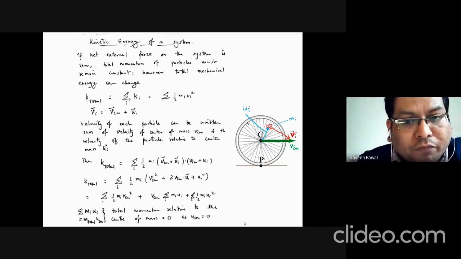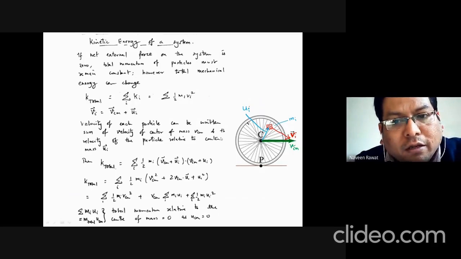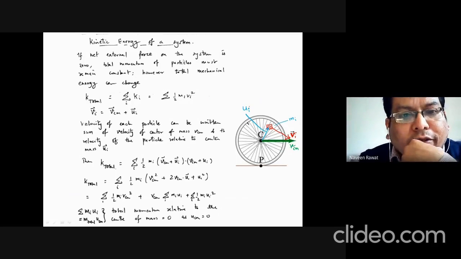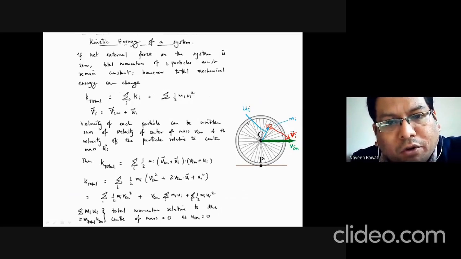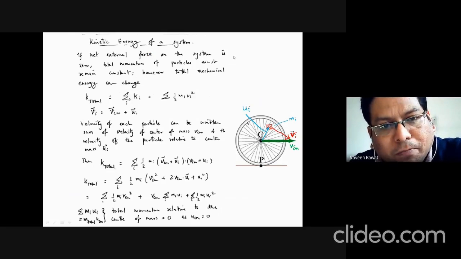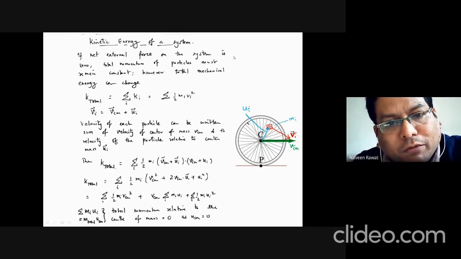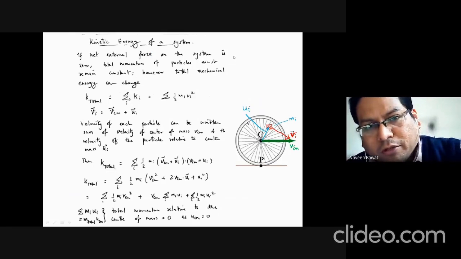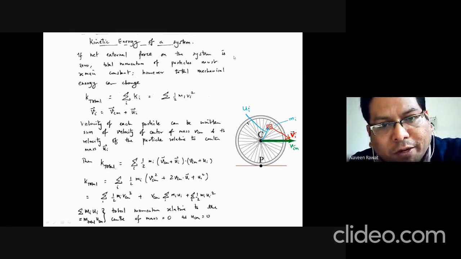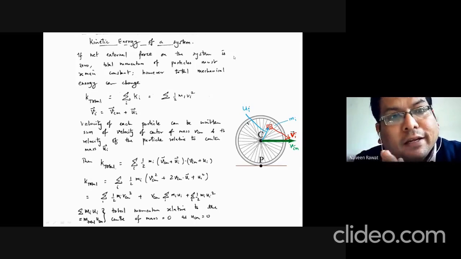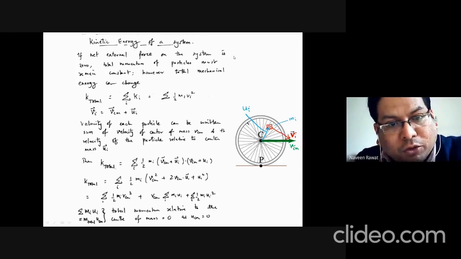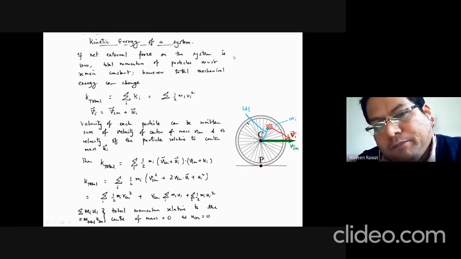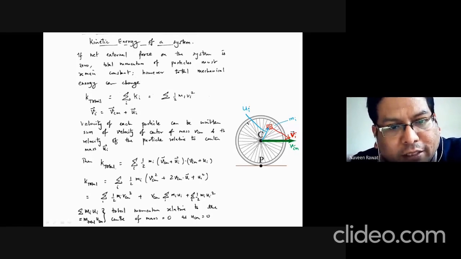We have again the entire system, and we want to find the kinetic energy of the system. We already know from before that if there is no external force acting on the system, then the total momentum of the particles will remain constant. That's our conservation of momentum. However, we know that the mechanical energy can change from one position to the other, so there is no restriction on that. All right, so let's look at the kinetic energy of this total system.